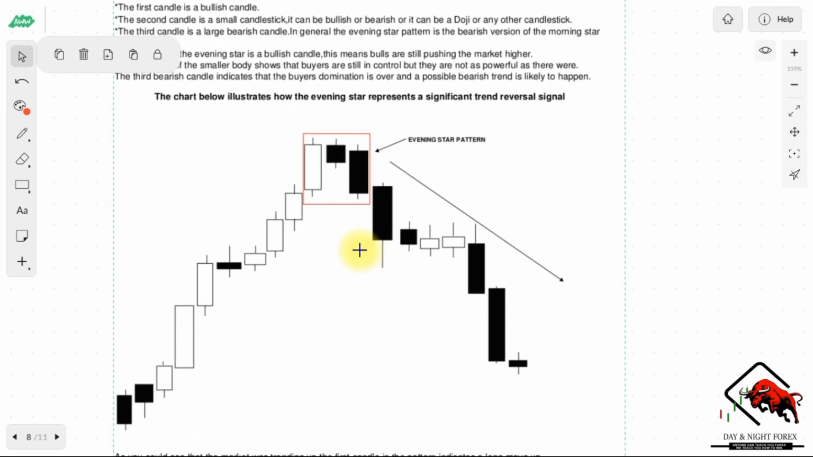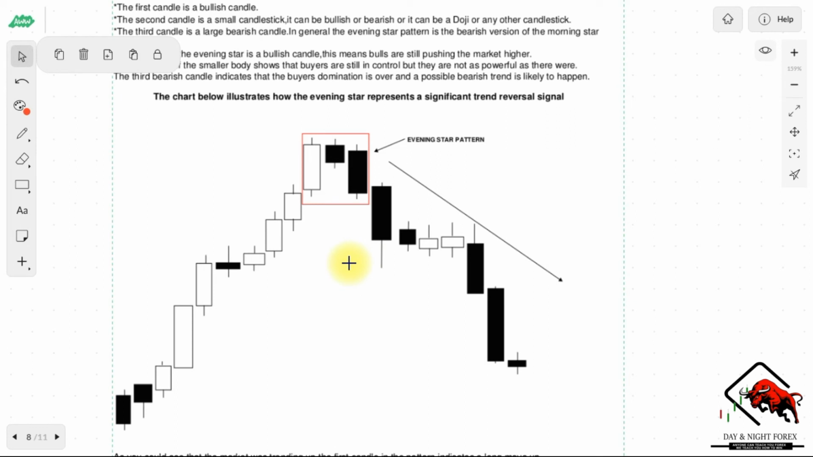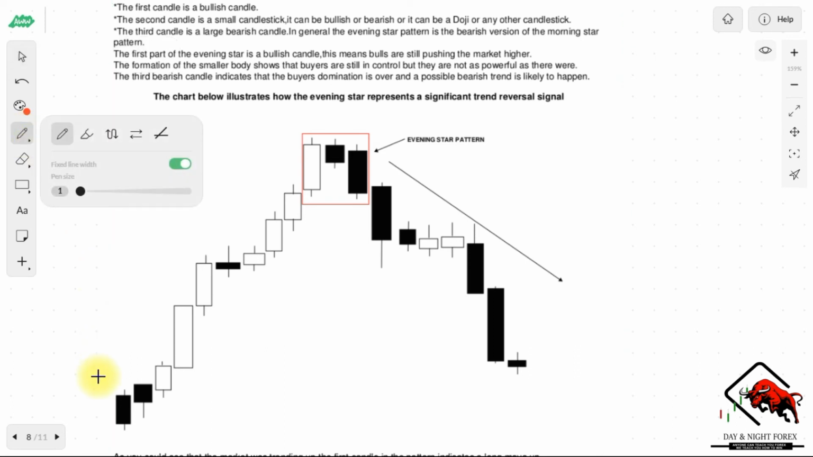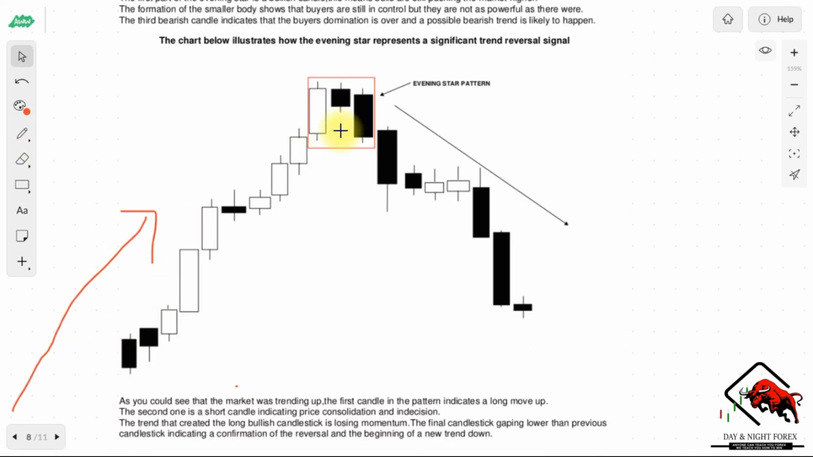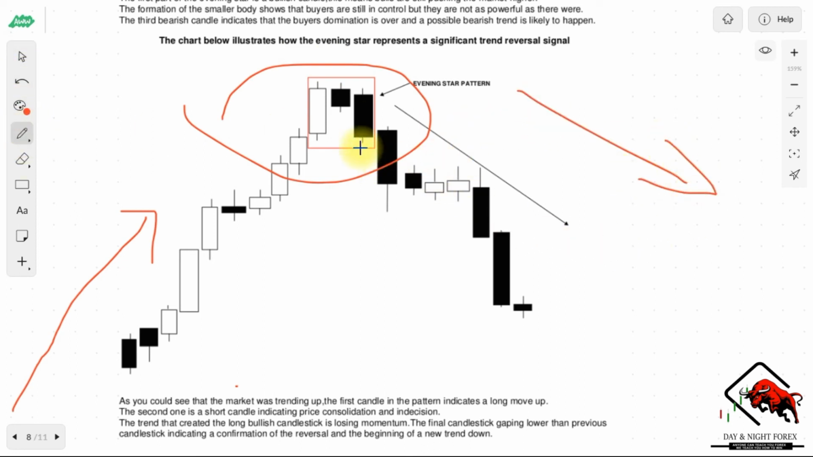So as you can see right here, the chart below illustrates how the evening star represents a significant trend reversal. Again, we're in an uptrend, and the uptrend is now coming to an end. As we can see, this pattern formed right here. So when it formed, guess what happens? As you can see on the screen, the market started falling. It started falling very, very hard. So there was a confirmation, and you'd actually look for opportunities to enter a trade straight after it closed.